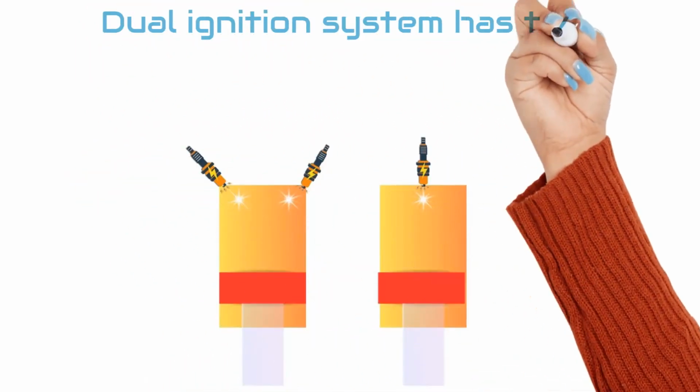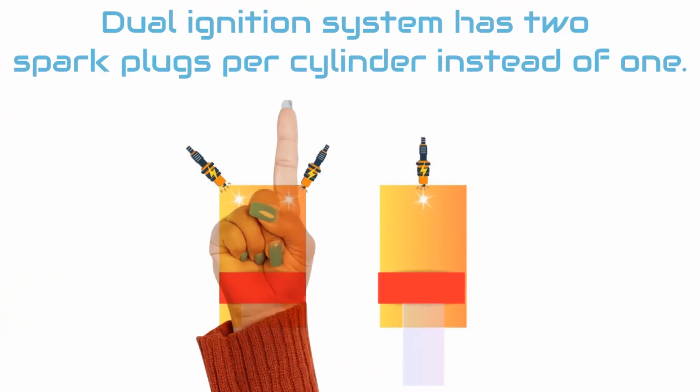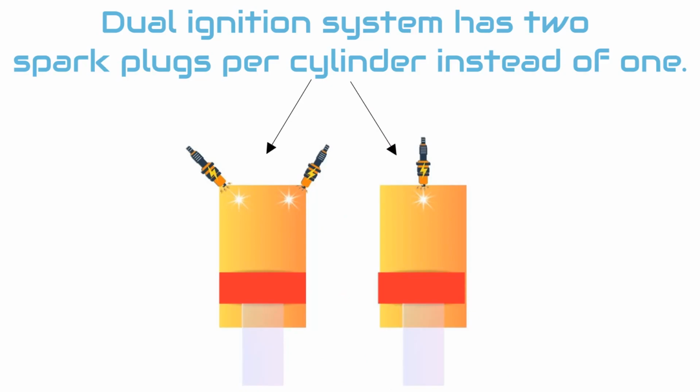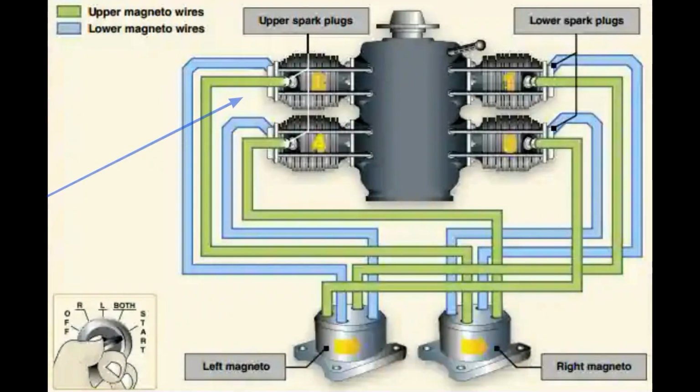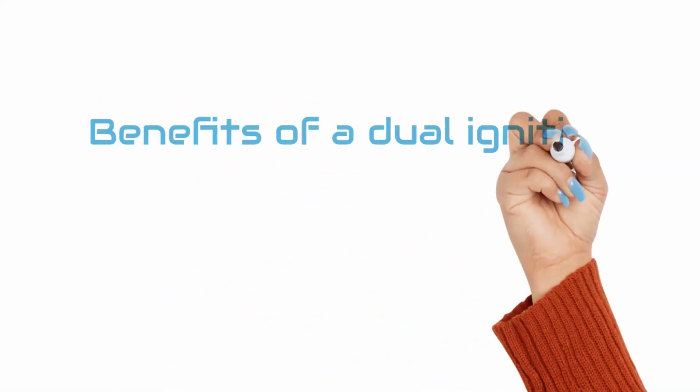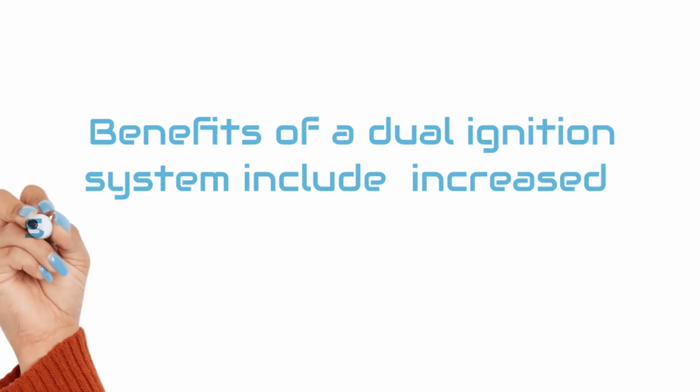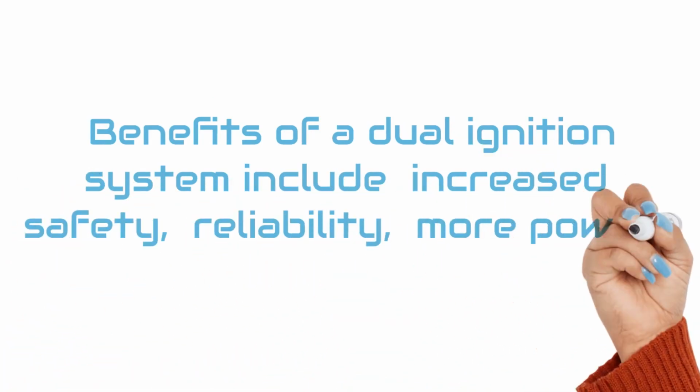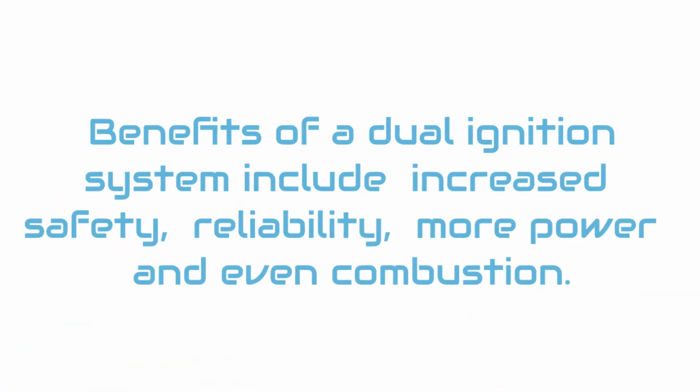Our training aircraft usually have a dual ignition system. This is a system for spark ignition engines, where critical ignition components, like your spark plugs and magnetos, are duplicated. Some benefits of a dual ignition system include increased safety, reliability, more power, and even combustion.